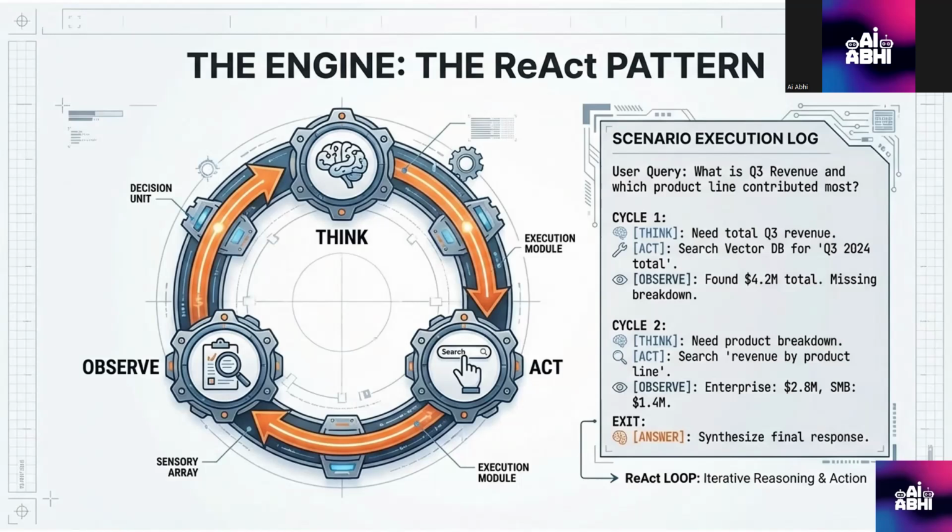So the answer will come as: Q3 2024 total revenue was 4.2 million. Enterprise was the top contributor at 2.8 million, followed by the SMB at 1.4 million. A traditional RAG system would have searched once and probably given you an incomplete answer. So the ReAct agent searched twice and got it right.